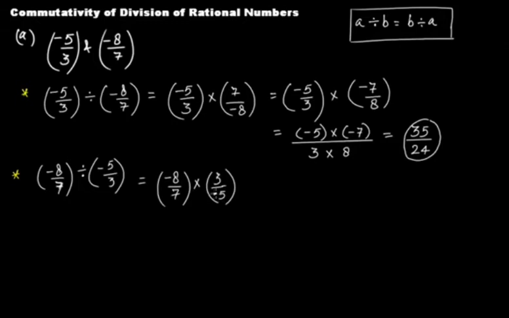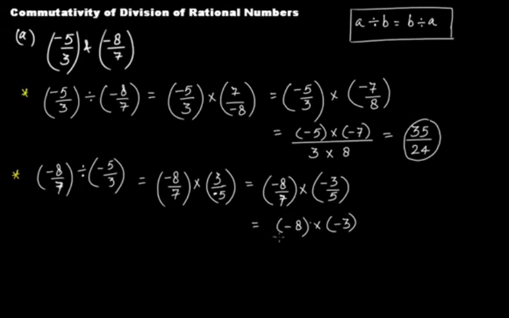Now if the negative sign is in the denominator, you can simply put this negative sign with the numerator, and there will be no difference in the original value. So this is minus 8 over 7 times minus 3 over 5. So we multiply the numerators together. This is minus 8 times minus 3, and here you get 7 times 5. So the result is minus 8 times minus 3 means that you are multiplying two negative integers, therefore the result will be positive. So simply 24 over 35.